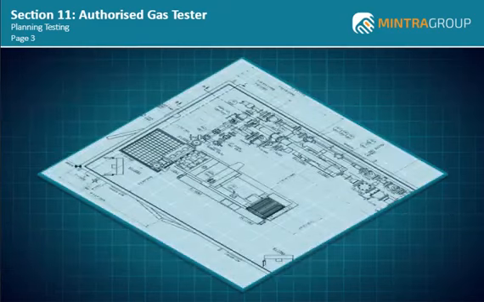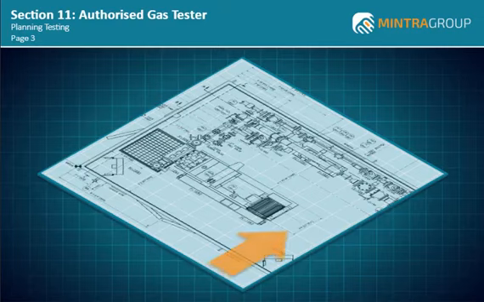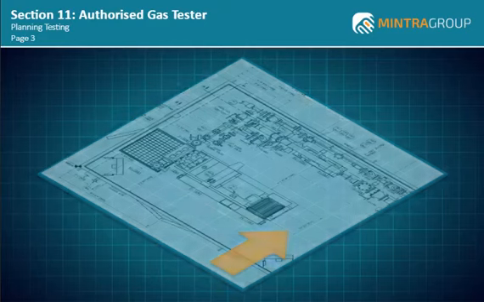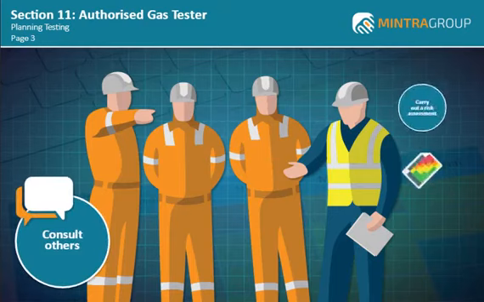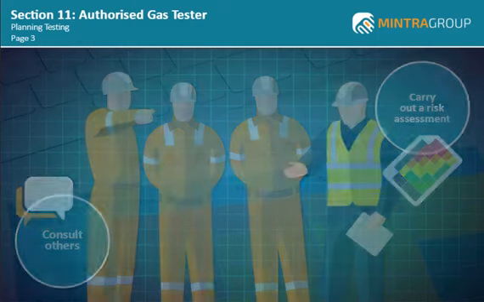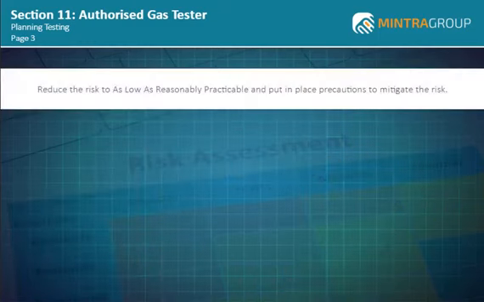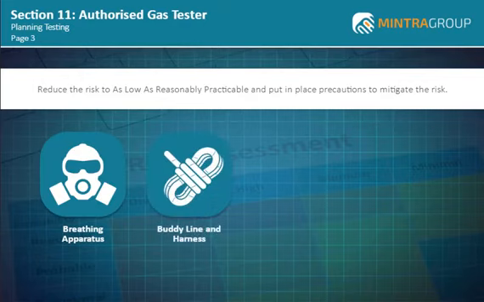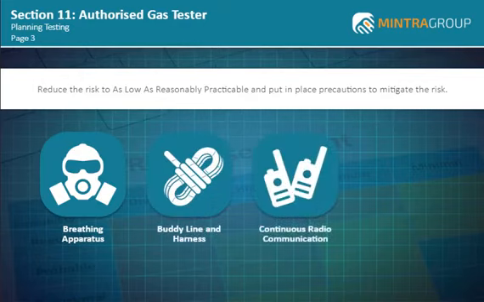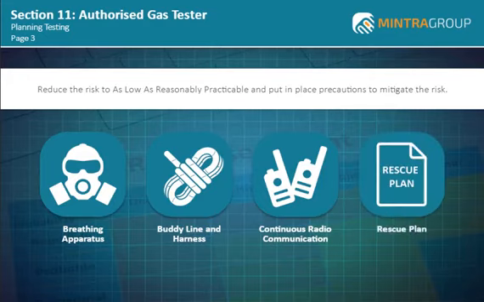Access the general arrangement drawing of the area and consider how you will approach the test area, bearing in mind the current wind direction. If you consider that there may be a potential risk in carrying out the test, consult others and carry out a risk assessment. Reduce the risk to as low as reasonably practicable and put in place precautions to mitigate the risk. This may include the use of breathing apparatus, a buddy line and harness, continuous radio communication, and a rescue plan.